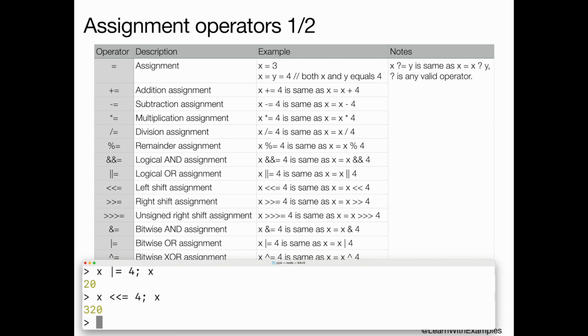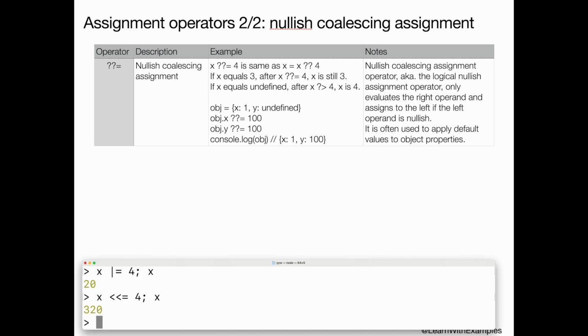When the nullish coalescing operator is combined with the assignment operator, the combined operation is called the nullish coalescing assignment. The nullish coalescing assignment operator, also known as the logical nullish assignment operator, only evaluates the right operand and assigns to the left if the left operand is nullish. For example, if x equals 3, nullish assignment of x and 4 still keeps the original value of 3. If x is undefined, nullish assignment of x and 4 will change x to 4.